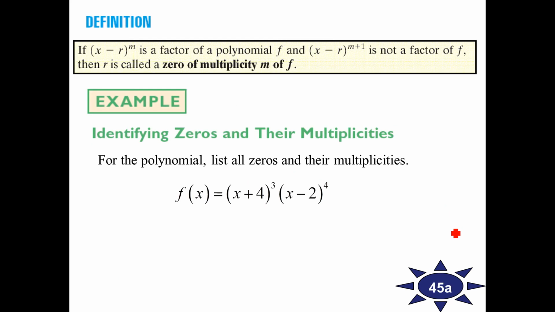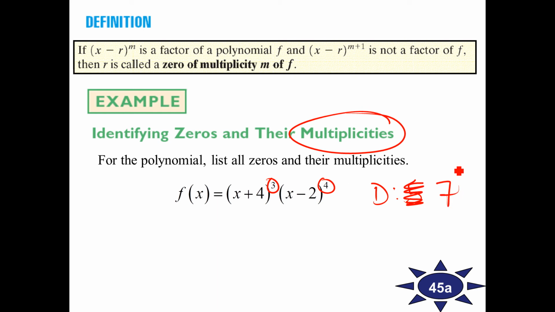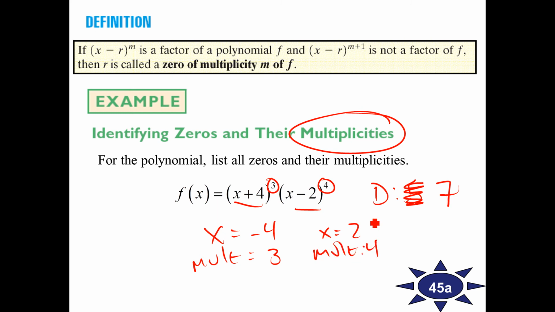Alright, so going the other direction, let's see if we can identify zeros and their multiplicities. So new word here, multiplicities. Multiplicity is just how many times we have a 0. So in this problem, the degree is, sorry, I can't count right now, 3 plus 4 is 7, so the degree is 7, but we only see 2 parentheses. That's because x equals negative 4 3 times, so the multiplicity is 3. And x equals 2 4 times, so the multiplicity is 4. Go ahead and try 45a.